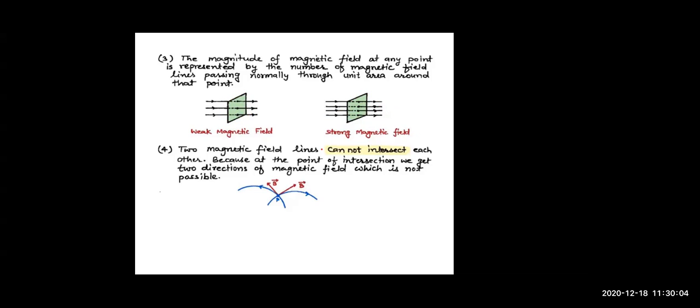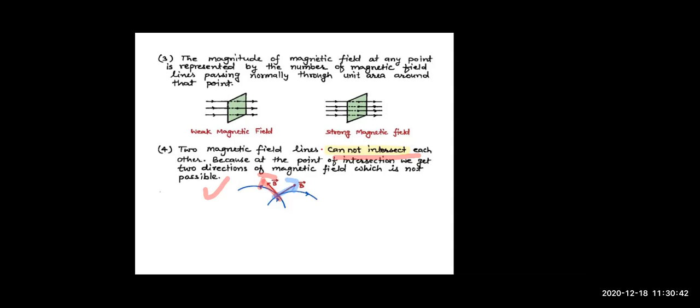Then the fourth point is very, very important: magnetic field lines never intersect each other. Suppose they intersect, as you can see here, the blue color shows the field lines and they are intersecting at point P. So children, for this curve, the tangent at point P is this, right? And for the second curve, the tangent at that point is in this direction. So at point P, two directions of magnetic field is not possible. Magnetic field will have only one direction, right?